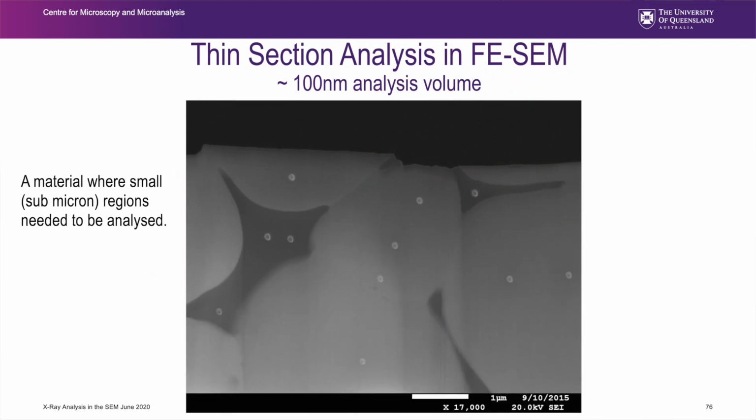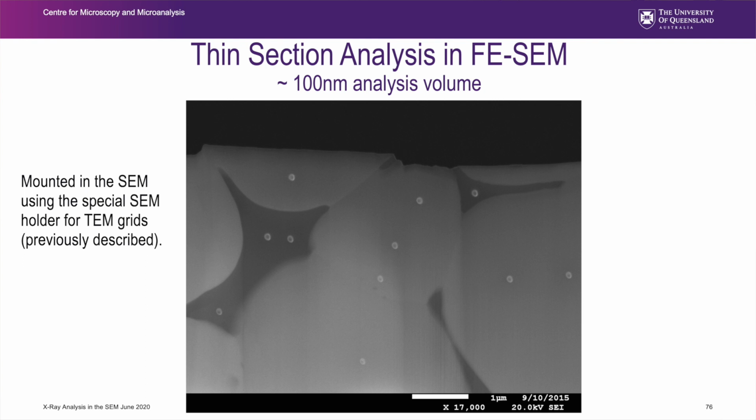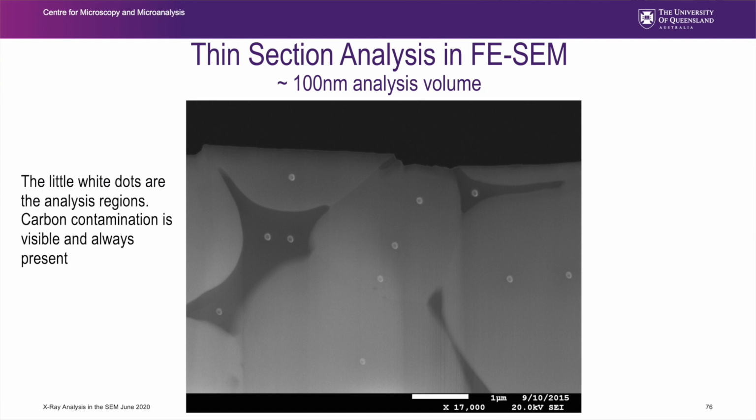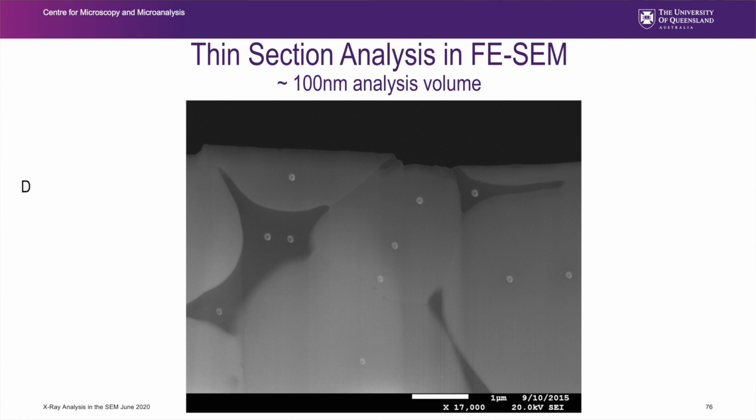And here's some work I did myself. This is a material where I needed to analyse very small submicron regions by getting a FIBbed section made for a TEM, and then I mounted it in the SEM just like I described to you. I was able to analyse all those regions. You can see my analysis region as those little white dots. What are those white dots? Carbon contamination. Remember, there's always carbon contamination in any electron microscope, and so you can never really quantify carbon. But that allowed me to analyse those different phases at submicron resolution. I calculated that the volume of analysis was about 100 nanometers in all dimensions.